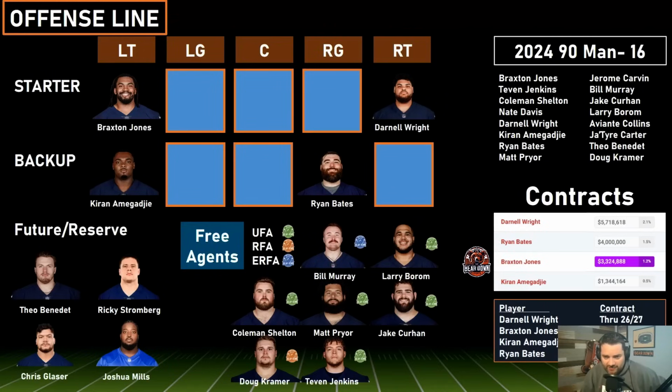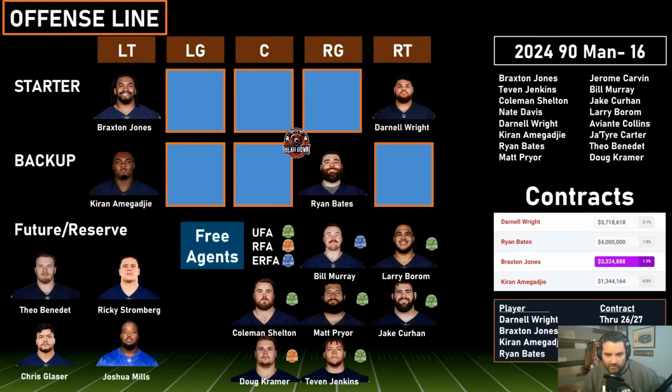Here's the contracts to these guys. 2024, the 90-man roster, 16. This is what I went through in the previous video, so I'm just going to run through these quickly. We'll update this as we get closer to actual signings and time for the Bears to be constructing the 90-man roster. We'll update all this to be new for the new year, but just to give you an idea, we ran with 16 guys. Right now, we're sitting with 4, 5, 6, 7, 8.